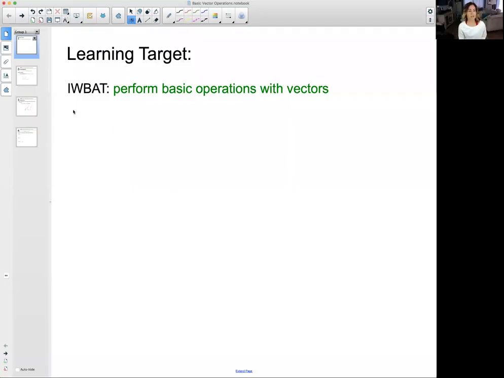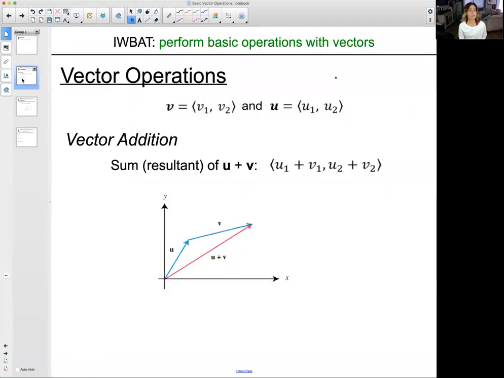For today's video, we are going to talk about performing basic operations with vectors. The first operation that we're going to talk about is vector addition. To begin, we're just going to define what our vectors are.